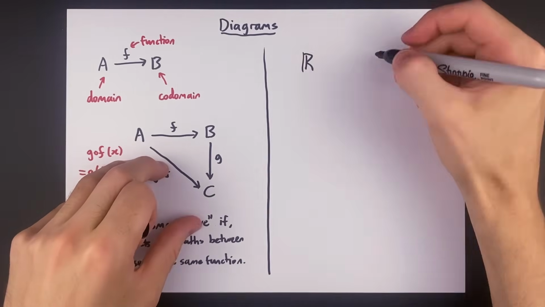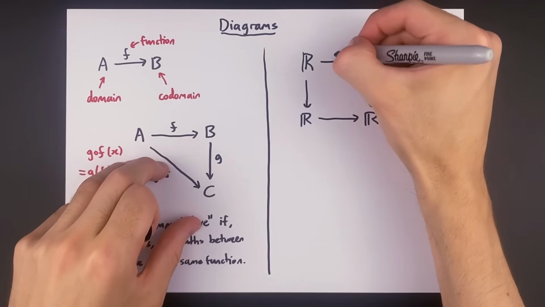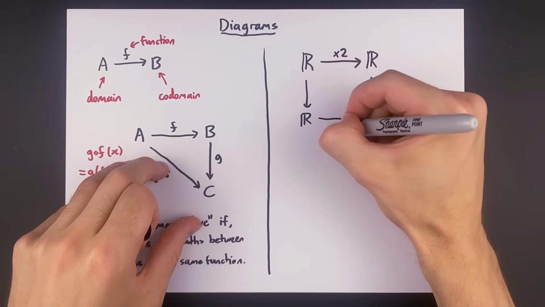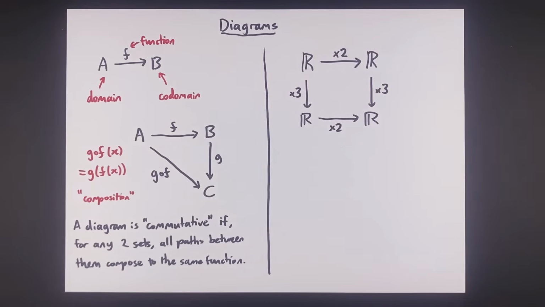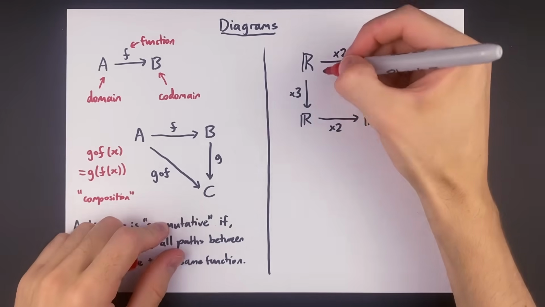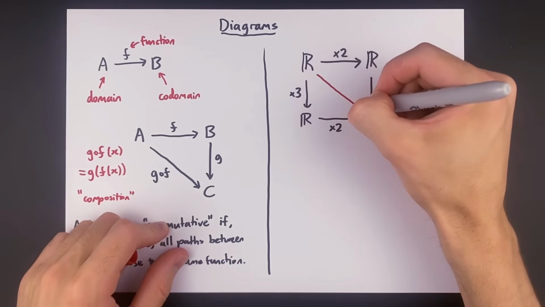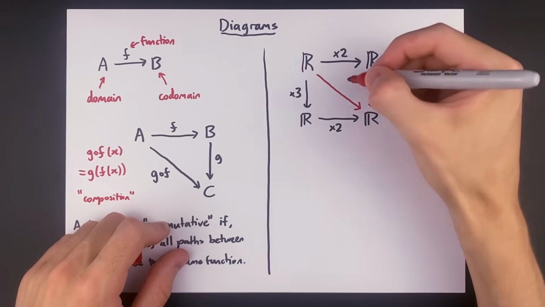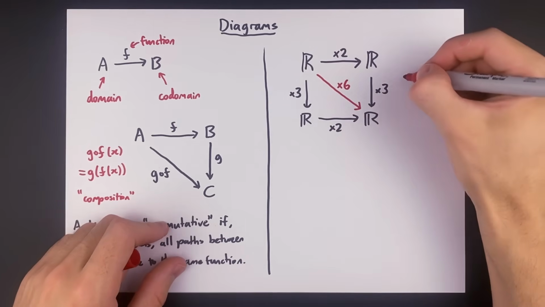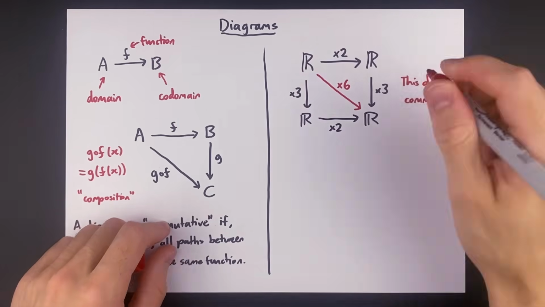Here's an example. The horizontal arrows in this diagram are functions which take a real number and double it, and the vertical arrows take a real number and triple it. Is this a commutative diagram? Well, we need there to be a single function from the top left copy of R to the bottom right copy, which is equal to both of these paths. And indeed there is. It's the function multiplying a number by 6, so this diagram commutes.